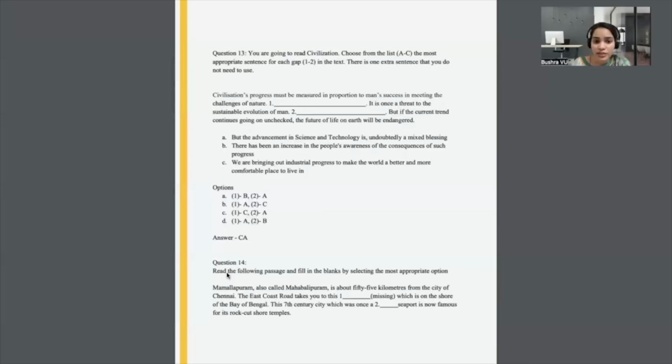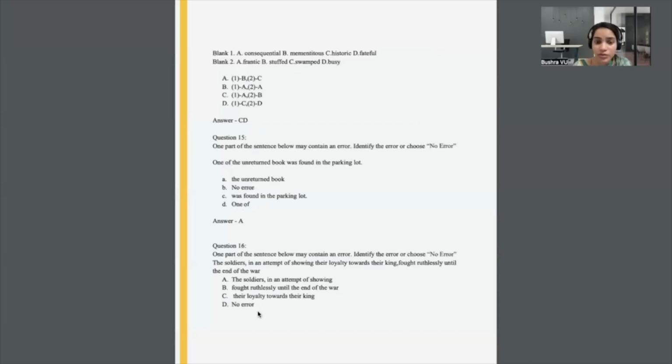Let's move back and look at the question. The East Coast Road takes you to this, which is on the shore of the Bay of Bengal. So the East Coast takes you to consequential. Consequential as in something that is in a consequence. Momentous, historic, faithful. Historic is something that is related to history.